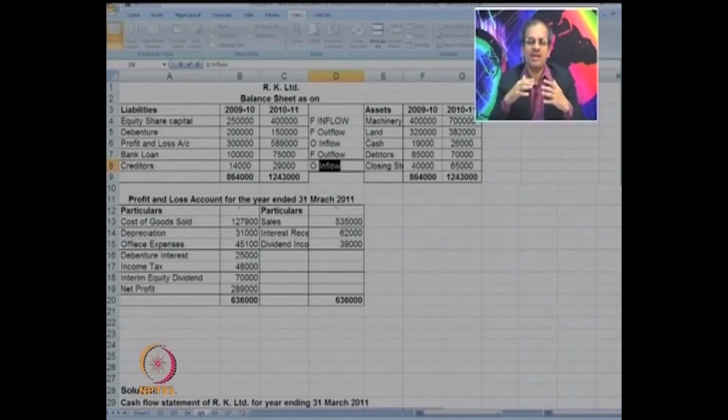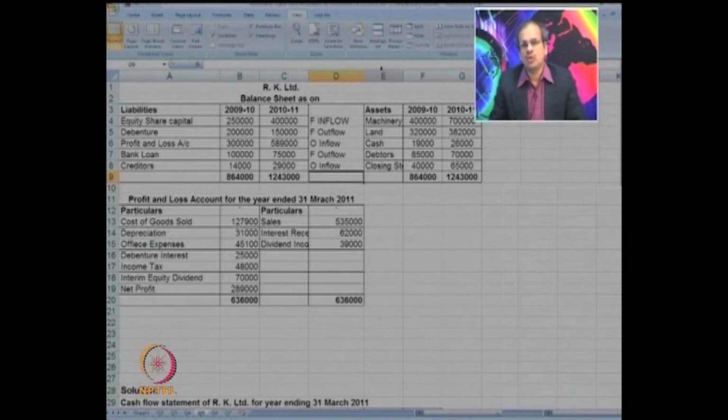So, you can give a thought that way. If stock increases, we pay money, so stock increases. In case of debtors, in case of creditors, when the balance increases, it represents an inflow. So, it is again O in operating inflow.